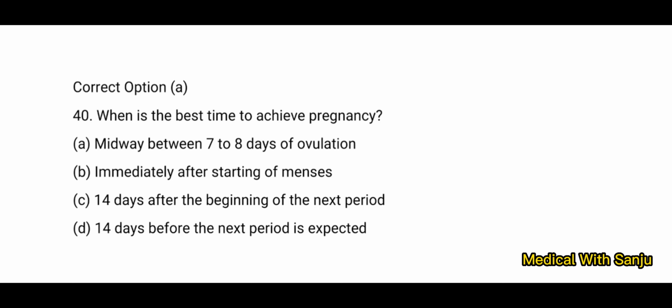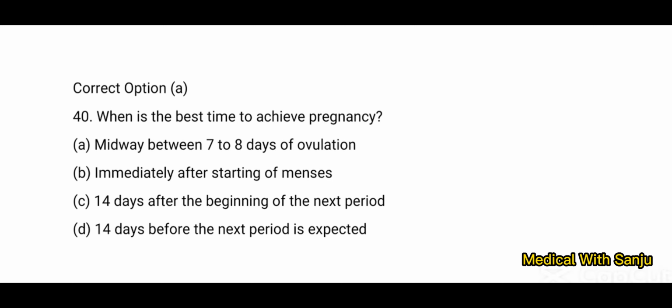Question number 40. When is the best time to achieve pregnancy? Option A. Midway between 7 to 8 days of ovulation. Option B. Immediately after starting of menses. Option C. 14 days after the beginning of the next period. And option D. 14 days before the next period is expected.